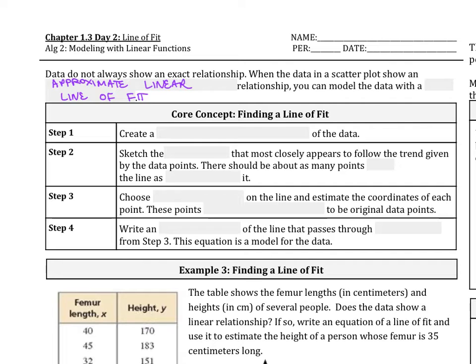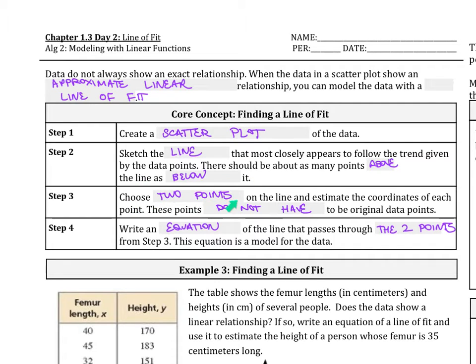So when the data in a scatterplot show an approximate linear relationship, you can model the data with a line of fit. Here's how we would do that. First, we would create a scatter plot of the data, and basically you just take all the points and graph it on a coordinate plane. Then we're going to sketch the line that most closely appears to follow the trend given by the data points. So there should be about as many points above as there are below it.